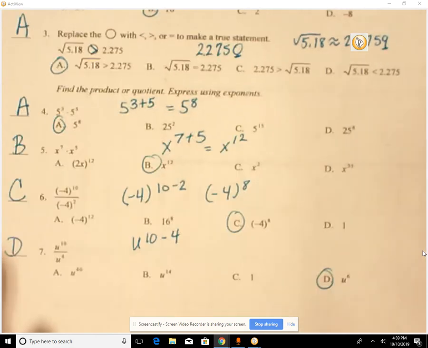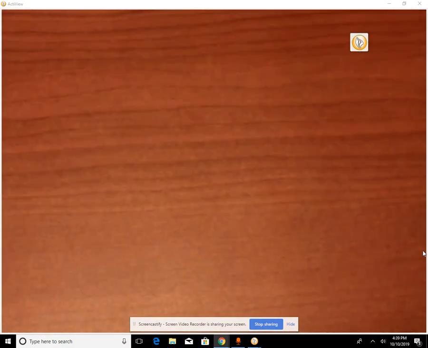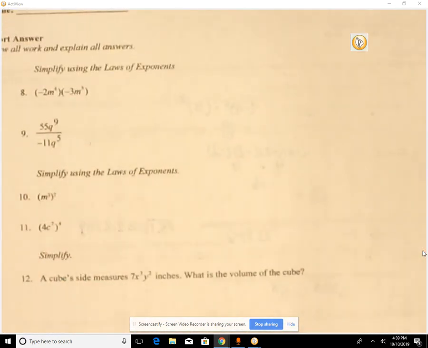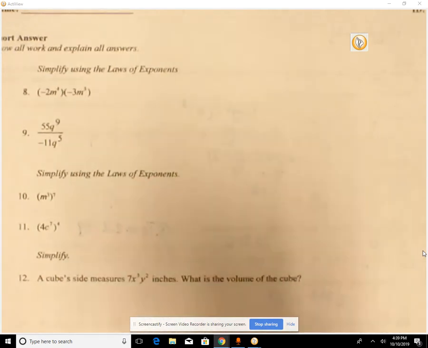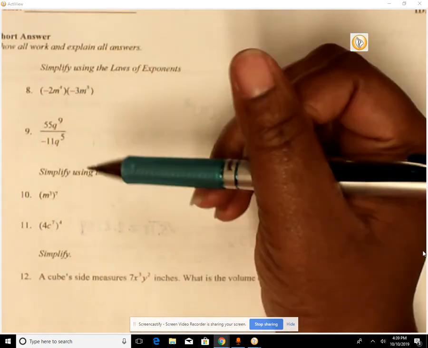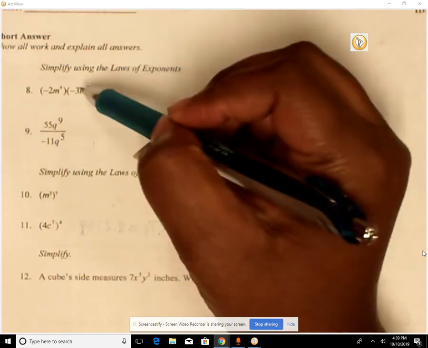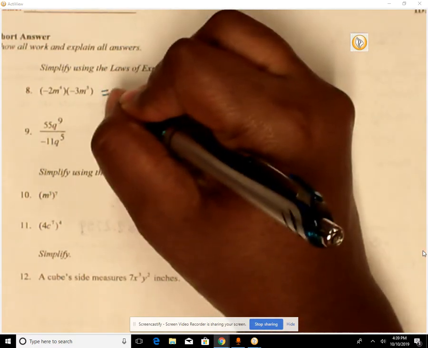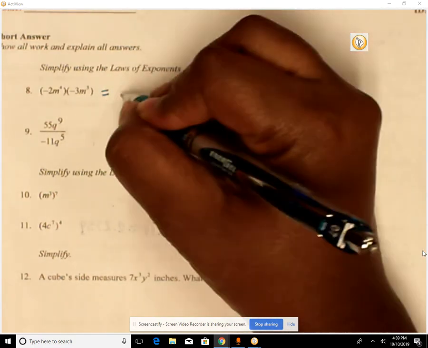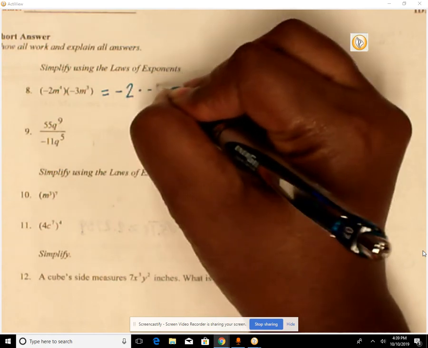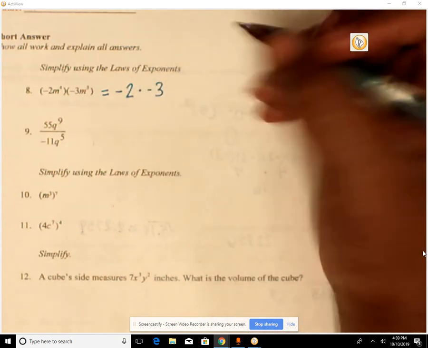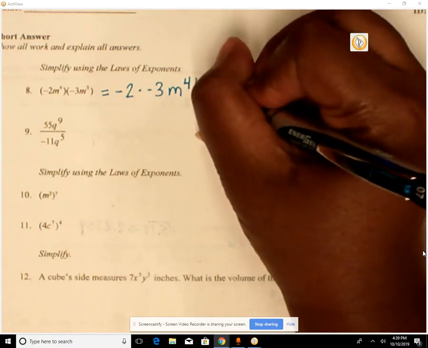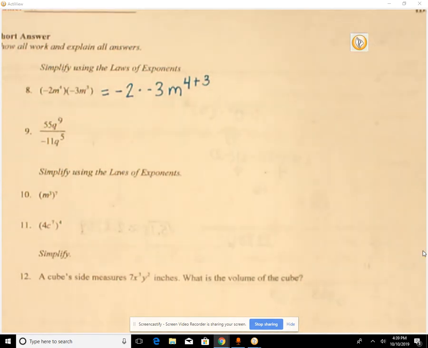Let's go on to the next page. Okay. So, number 8, simplify using the laws of exponents. I notice that I have two bases like the product of power says, but I have these numbers in front. What are they called? Coefficients. They're being multiplied times our variable. So we're going to multiply those two numbers together since they're to the first power. And our exponents are on our variable, which is m. So I'm going to do 4 plus 3, just like I did on the previous page.